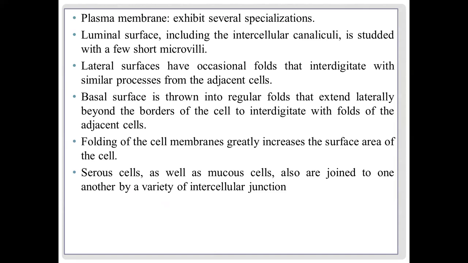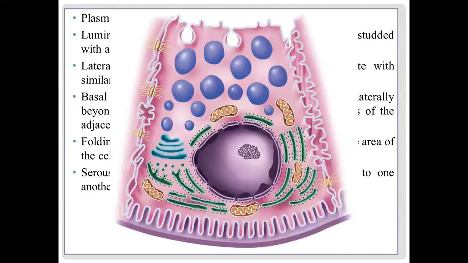Serous cells as well as mucous cells are joined together by intercellular junctions. In these pictures, we can see a pyramidal shaped cell. You can see this is the basal side and this is the apical side. On the basal side you can see so many infoldings, and also a few on the lateral sides. These infoldings are mainly to increase the surface area.